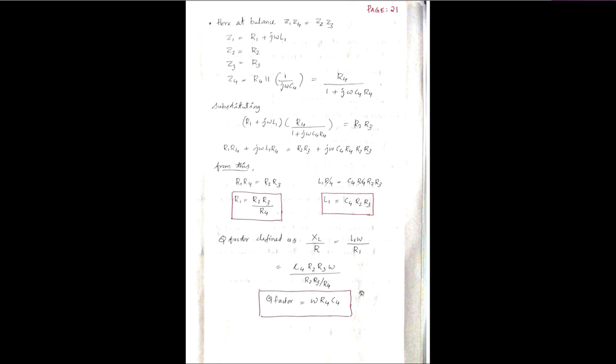That is the Q factor expression for the Maxwell's Wien bridge. And these are the expressions for resistance R1 and inductance L1. R1 is equal to R2 R3 by R4, and L1 is equal to C4 R2 R3. So these are the expressions for resistance, inductance, and also Q factor for Maxwell's Wien bridge.